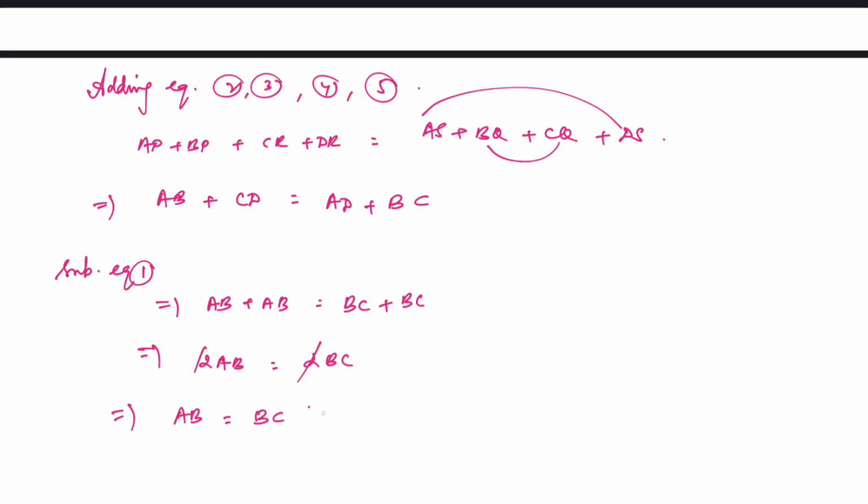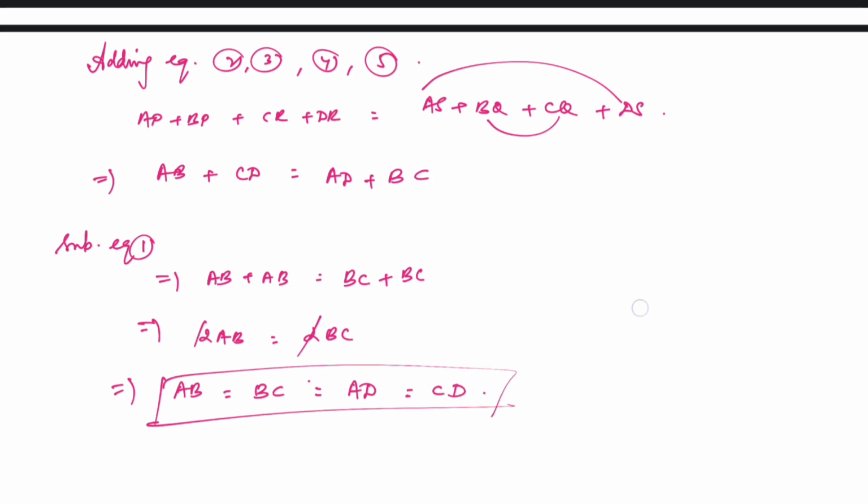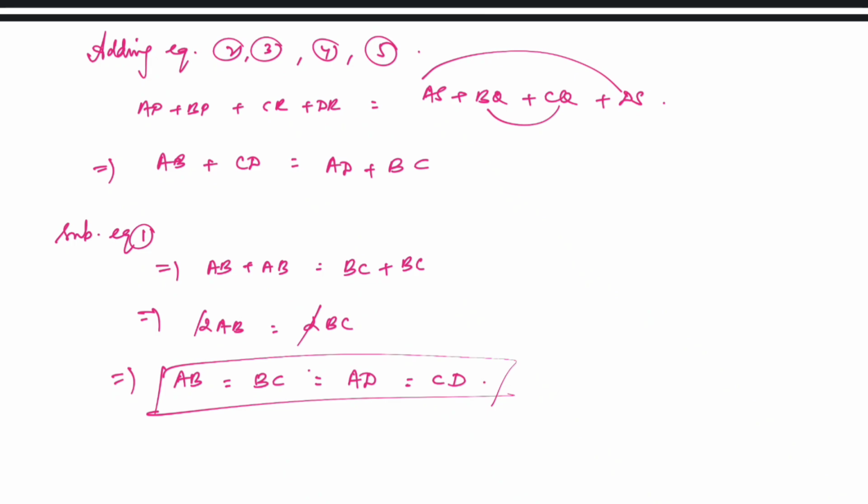We also know that BC is equal to AD and AB is equal to CD. Since all sides are equal, the quadrilateral, the parallelogram circumscribing a circle, is a rhombus.